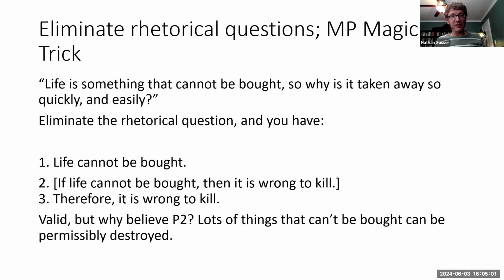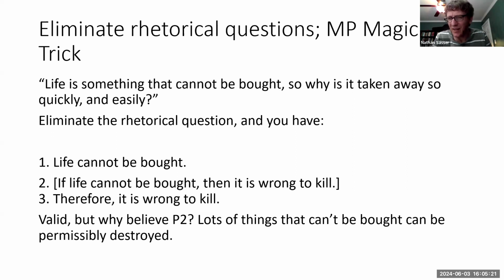second premise. If life can't be bought, then it's wrong to kill. Well, life can't be bought. Therefore, it's wrong to kill. Again, formally valid, but puzzling. Let's think about that second premise. If life cannot be bought, then it is wrong to kill. Why do you think that that's true?